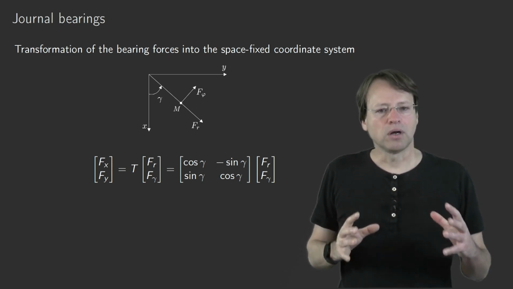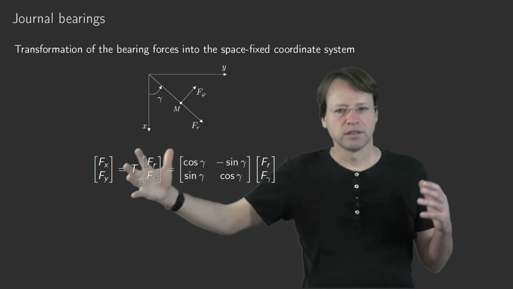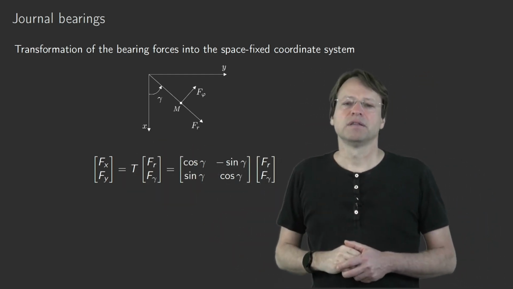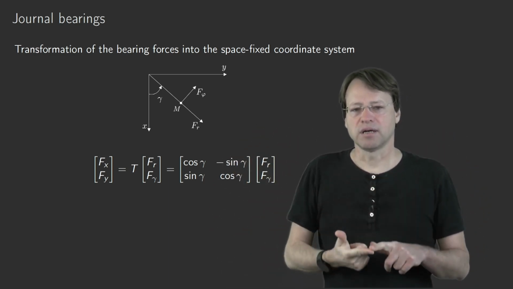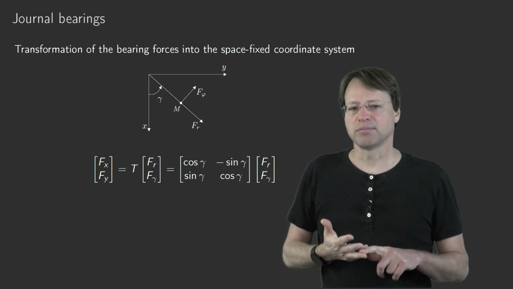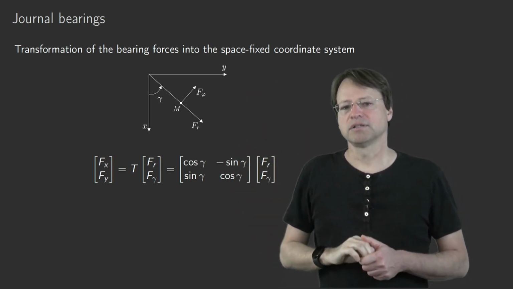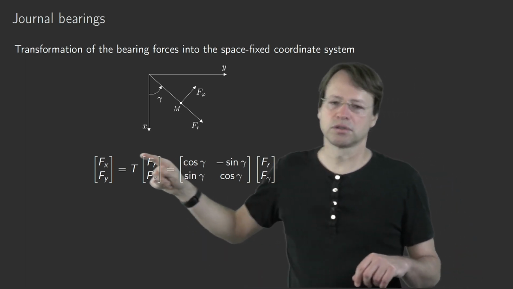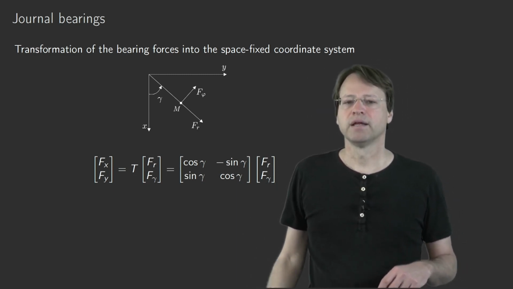Now we would be already in place to write a journal bearing module, a subprogram that takes as input E and gamma, E prime and gamma prime, so the rigid body displacements and velocities of the shaft, and outputs these forces, perhaps in Cartesian coordinates, F sub x and F sub y.